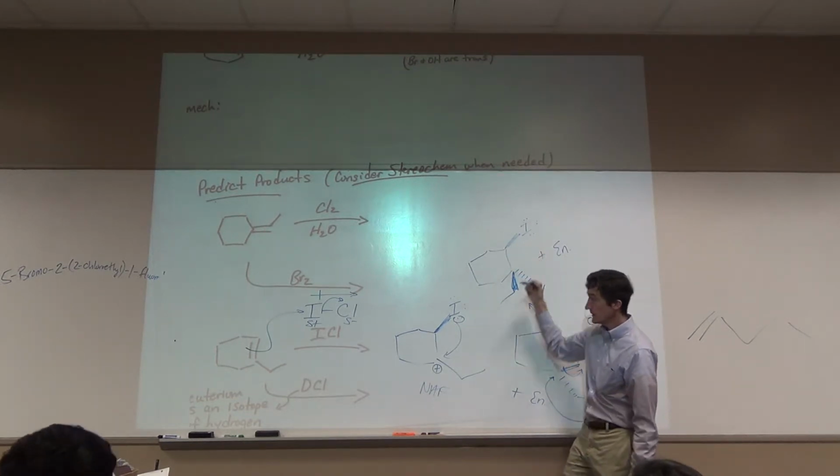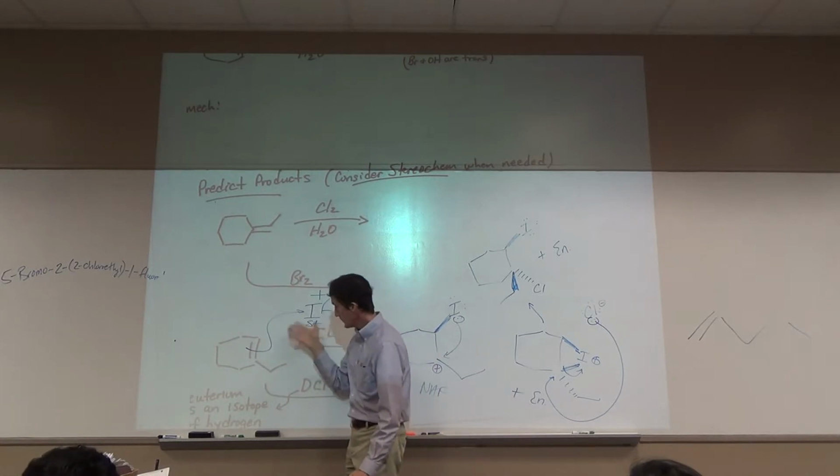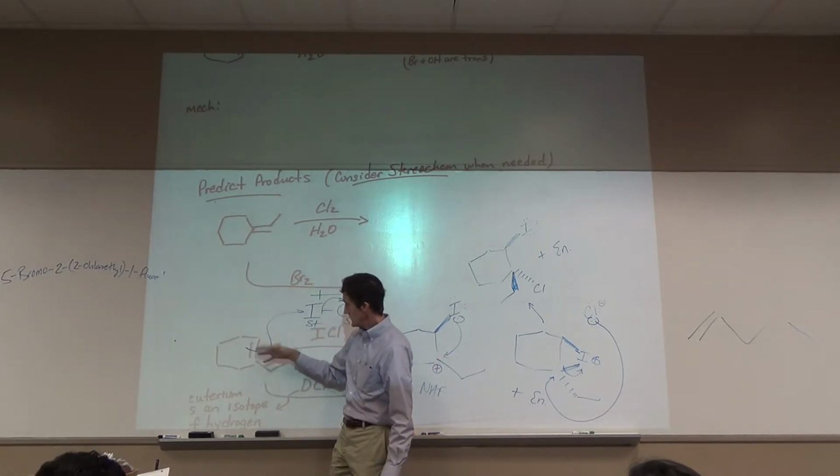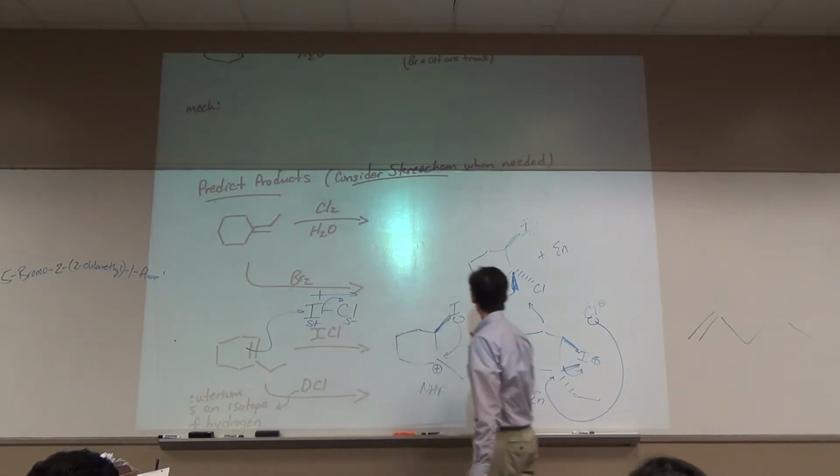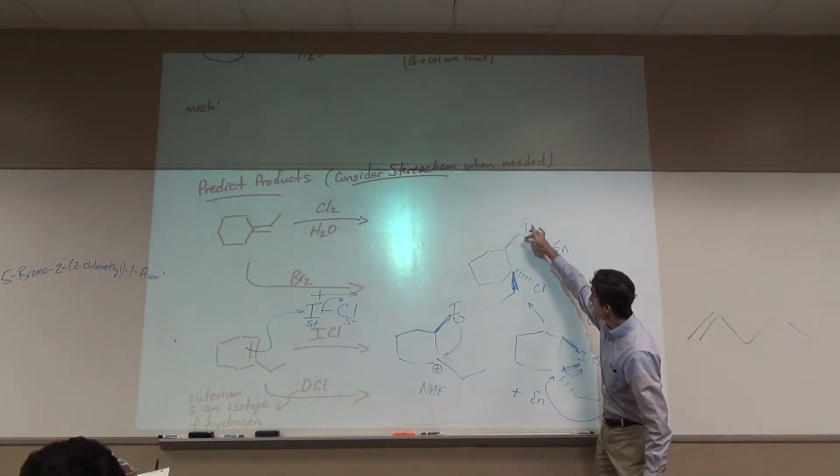Did we draw the product? Because whenever you add things across double bonds, we ultimately added an iodine and a Cl across the double bond. Used to be a double bond, now there's an I and a Cl.